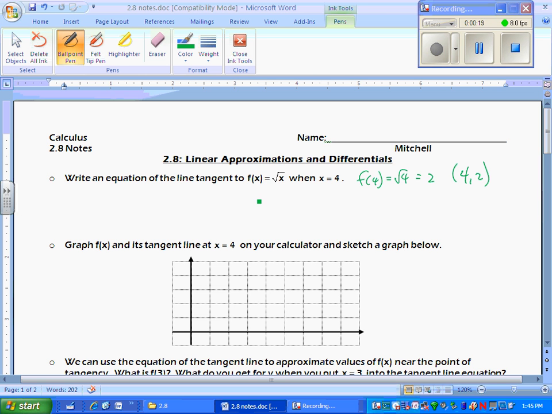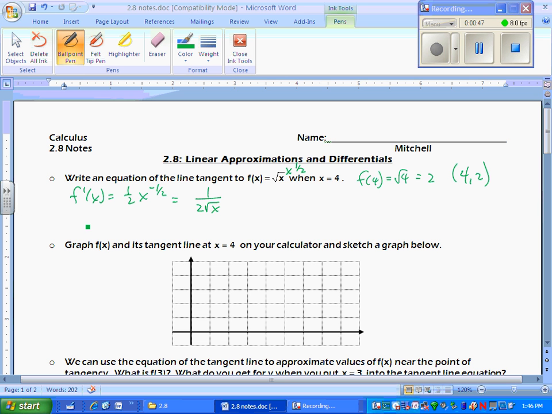And to find the slope, we need to find the derivative. So remember, square root of x is the same as x to the 1/2. So our derivative would be 1/2 x to the negative 1/2. But we can rewrite that as 1 over 2 times square root of x, because x to the negative 1/2 just means square root of x, or x to the 1/2, in the denominator.